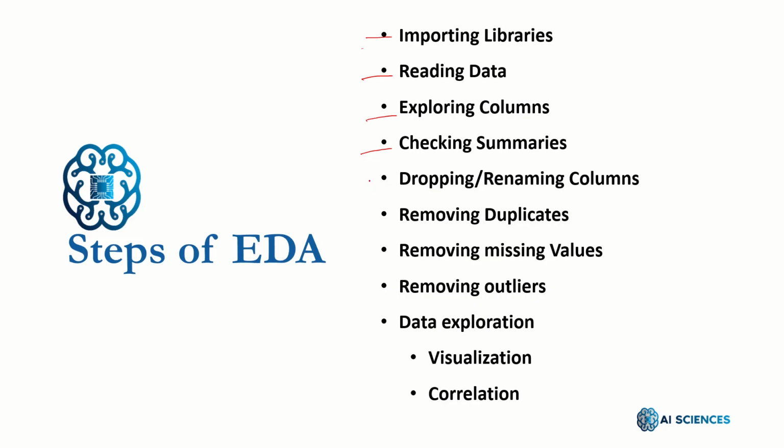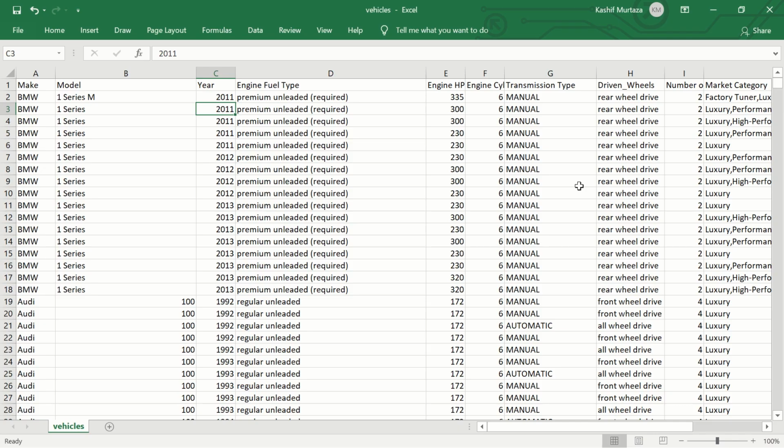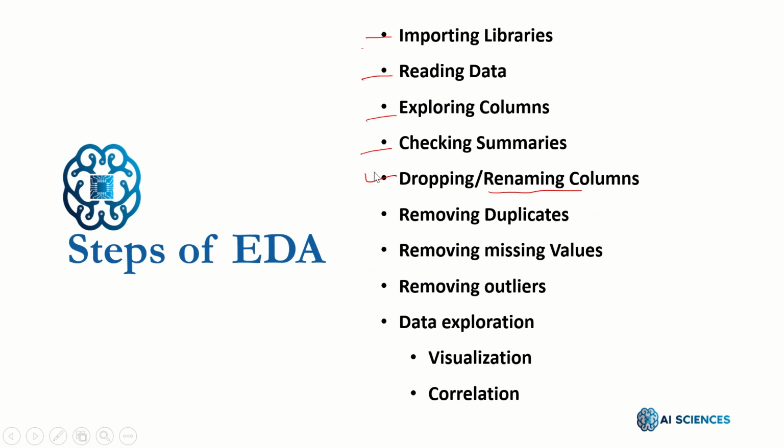And then we will drop some columns that we think are not important. And then we will also rename some columns, because let's say here is a column, engine horsepower. If we just make it horsepower, it will be explanatory enough. We don't have to write engine everywhere, right? And also there is some other renaming required.